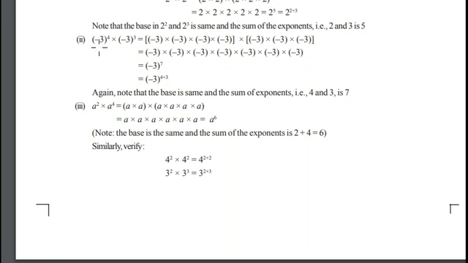We can notice the base is same and there are different exponents. So we will add these two exponents. 4 plus 3 is equal to 7. So minus 3 to the power of 4 into minus 3 to the power of 3 could be written as minus 3 to the power of 7, which is equal to 4 plus 3.